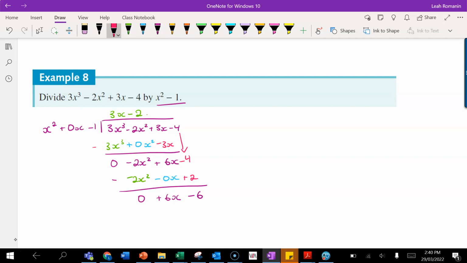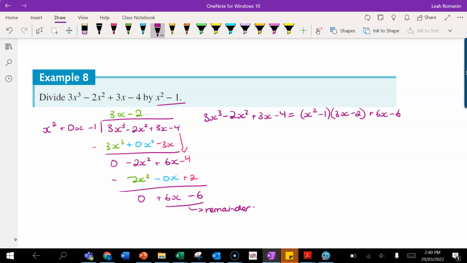Now the way I'm going to write my answer is my initial expression is 3x cubed minus 2x squared plus 3x minus 4. And then I'm going to factorize that as x squared minus 1, and then in another bracket, 3x minus 2. And then this is the remainder here. So I'm going to have plus 6x minus 6 on the end. So we're always adding our remainder to the end.